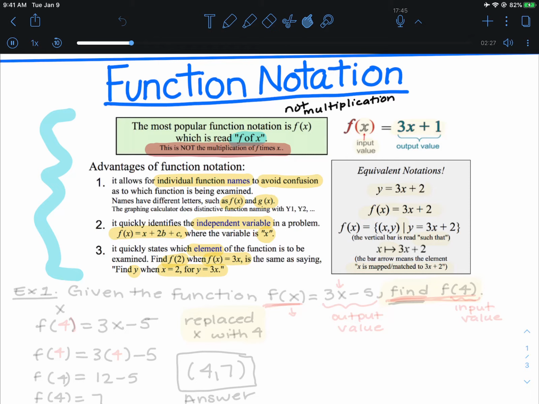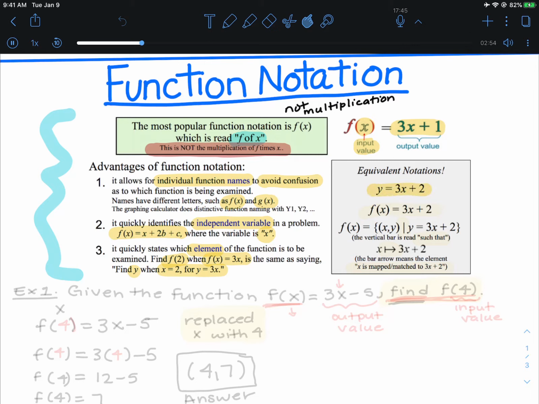You also have this right here that tells you f of x equals 3x plus 1. Well, the value inside the parentheses right there, that is going to be your input value. And then once you input it into the right side of the equation, then that right there will give you the output value. Okay? So you're going to be using the input value to figure out what your output value is.